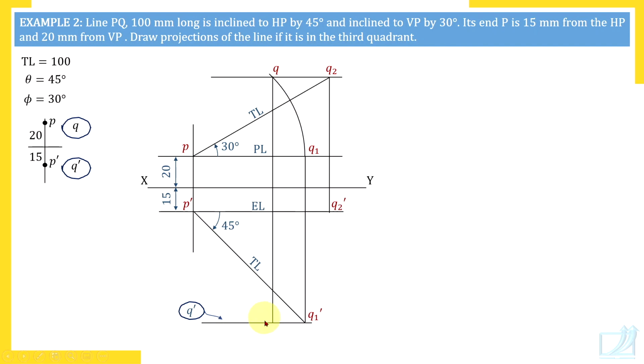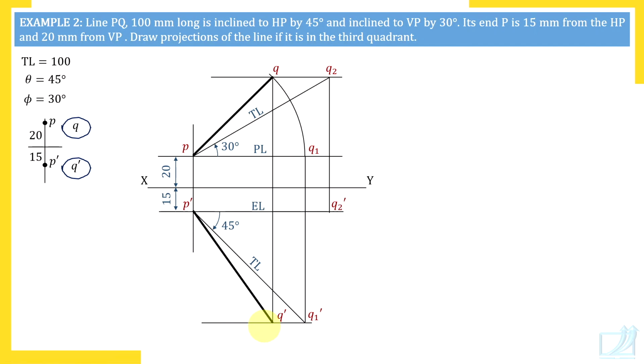Through Q, draw a vertical line. Through Q, there is a vertical line on which Q dash is, and there is already a horizontal line on which Q dash is. So, this point is Q dash. Label it immediately. Erase that rough label. And then make PQ a thick or dark line, and P dash Q dash a dark line. And we have completed the drawing.